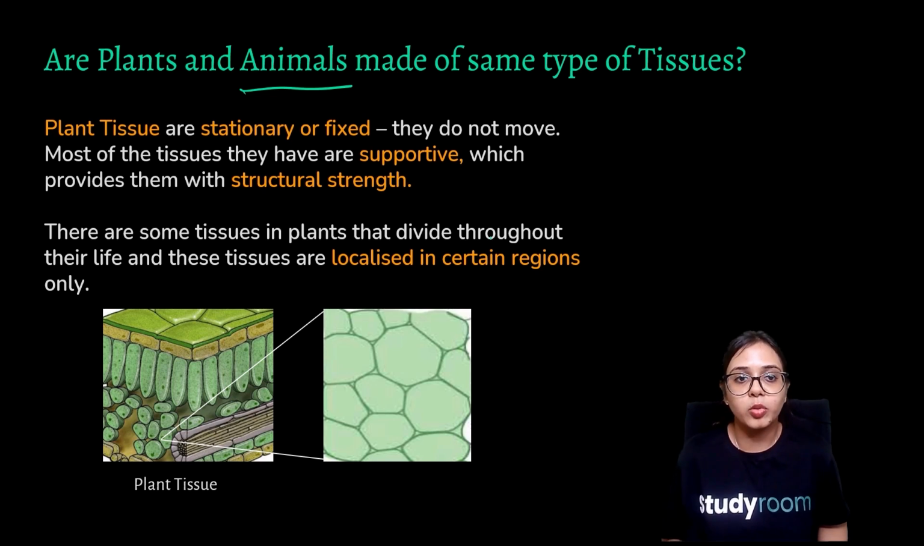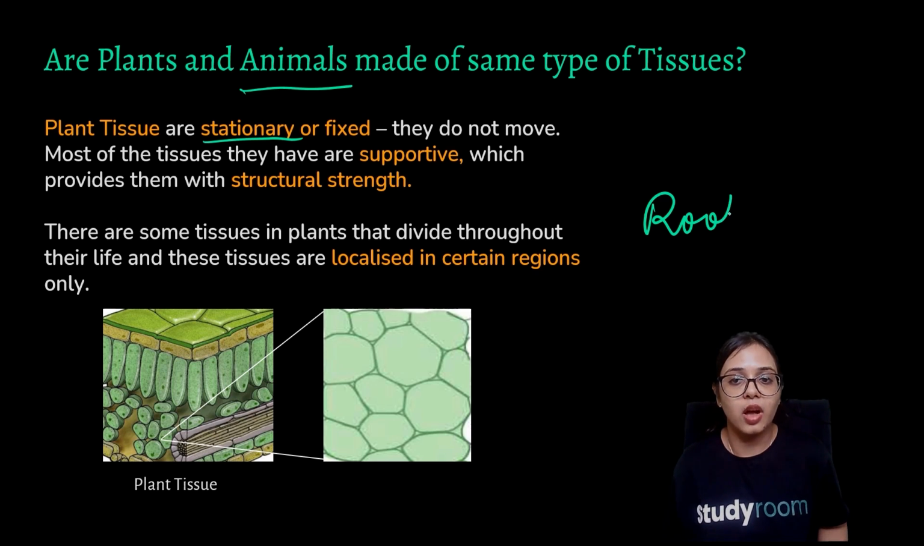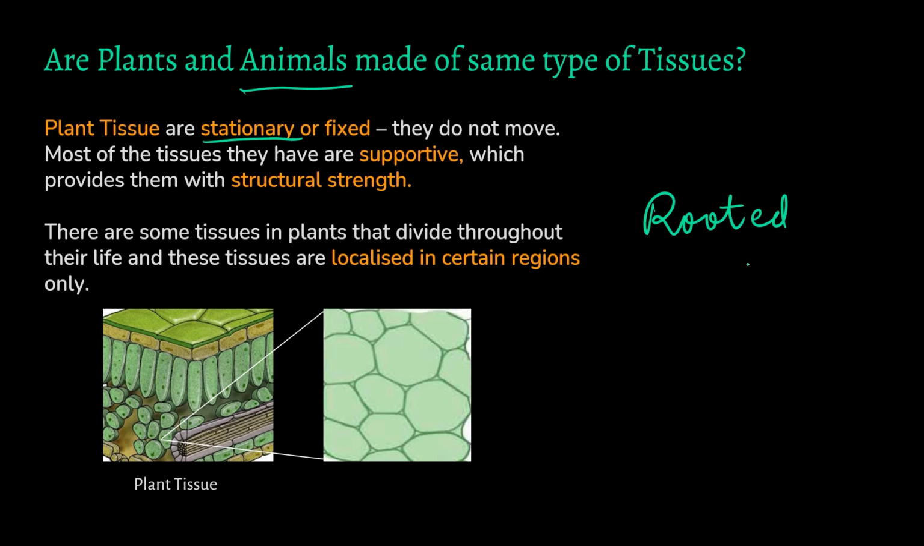Humans locomote, animals locomote. But plant tissue is stationary or fixed. They do not move because they are rooted to the ground, right? They grow only vertically. They grow in the upward direction from the shoot side, and in the downward direction from the root side, but they do not move from one place to another. Whereas animals need to move from one place to another. So most of the tissues in plants are supportive in structure. They have some sort of structural strength so that their rootedness can be more firm.